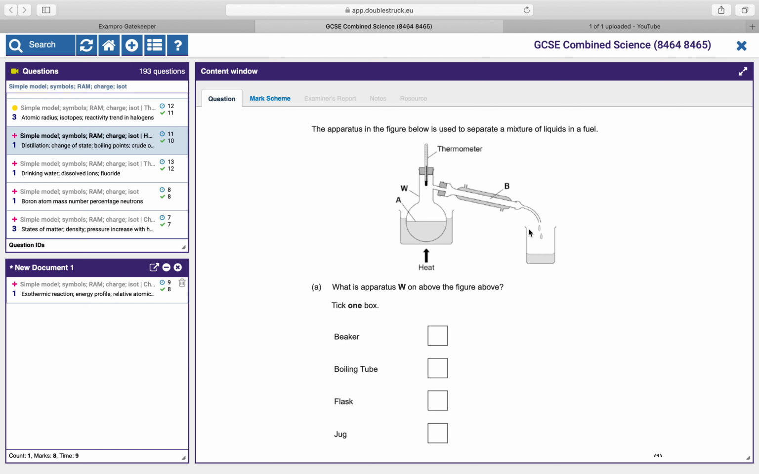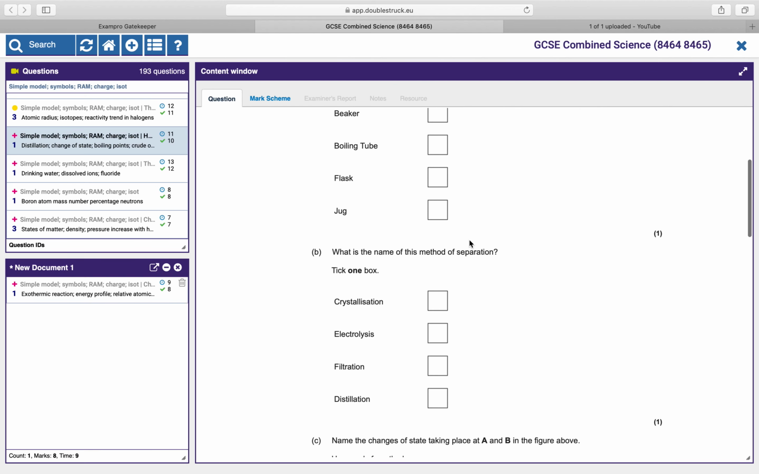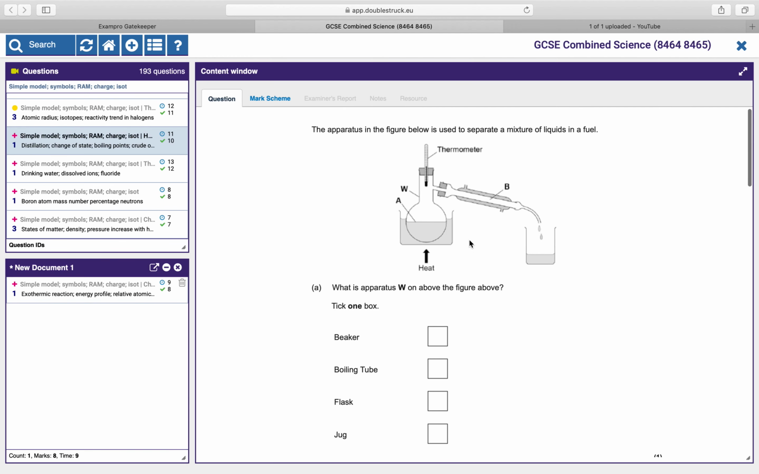Anyway, this one is your beaker here. Okay, so what is the apparatus W on this figure above known as? Okay, and this one is a round-bottomed flask. Okay, round-bottom flask. So we do that. Okay, what is the name of this method of separation? This is distillation.